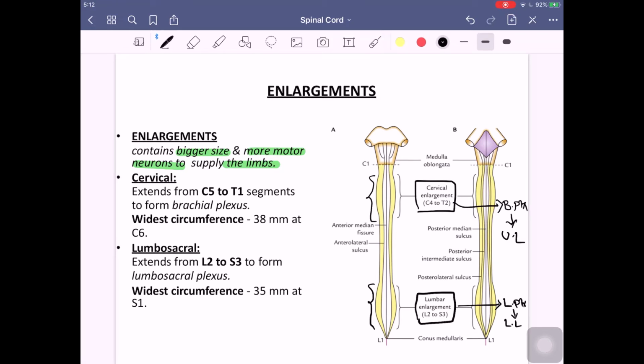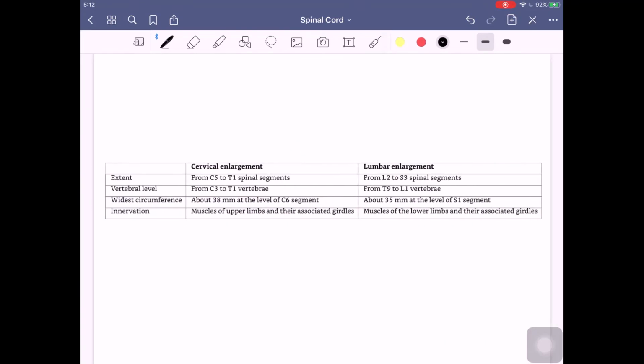So the widest part will be at C6. Somewhere at C6 it will be the widest, coming to around 38 millimeters. In the same way the lumbar widest is around 35, which corresponds to your S1 vertebra. So these are some of the measurements which have been done. And you know why the enlargement happened, because the nerve roots coming out from here take part in your brachial and the lumbar plexus to supply your upper limb and lower limb muscles. Now there are some differences between your cervical and lumbar enlargement.